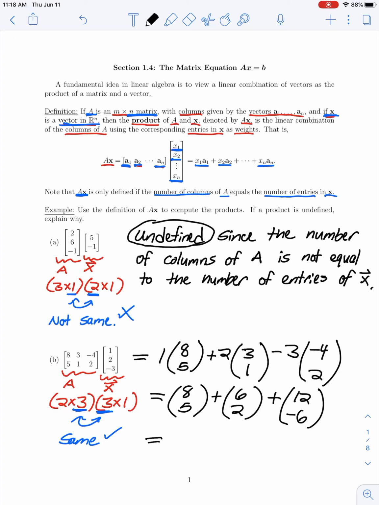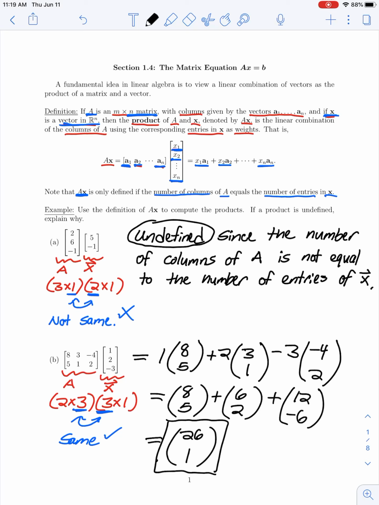And then taking the sum of these 3 vectors, well, to add vectors, we add component-wise. So for our first component, we have 8 plus 6 plus 12. So 14 plus 12, or 26. And for our second component, we have 5 plus 2, which is 7, minus 6, leaves us with a 1. So this vector is the product of our matrix with this vector.